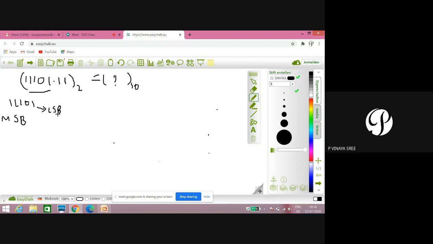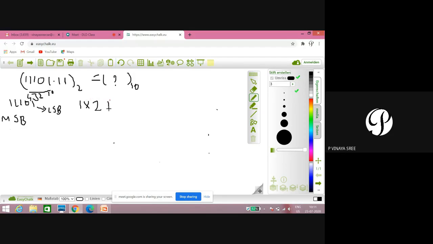We will start the power increasing from the least significant bit. Maximum of the students will do 2 power 0 like that from this side. You should start from the LSB part in the integer part, whereas in the fractional part you have to start from the left side onwards. So try to write here itself 0, 1, 2, 3 and 4. It will be easy for you.